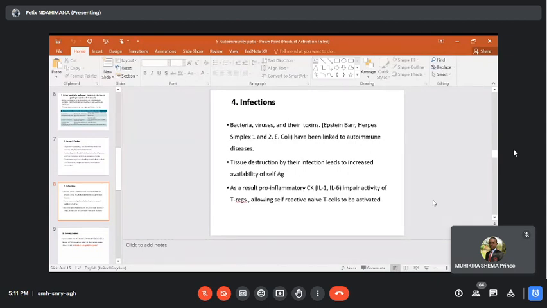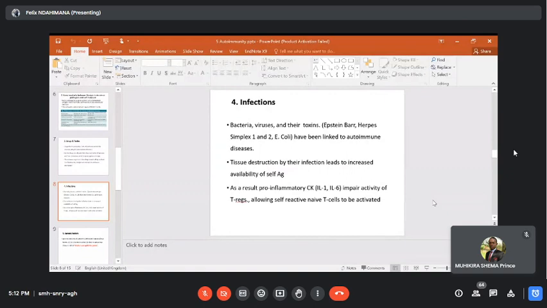a role in themselves to activate T regulatory cells. And if you remember, T regulatory cells are there to help regulate whatever is happening in our body. Now, if these T regulatory cells are impaired, if they are not really working well, there will be a disorganization in the immune system. That's where our naive T cells can be activated.